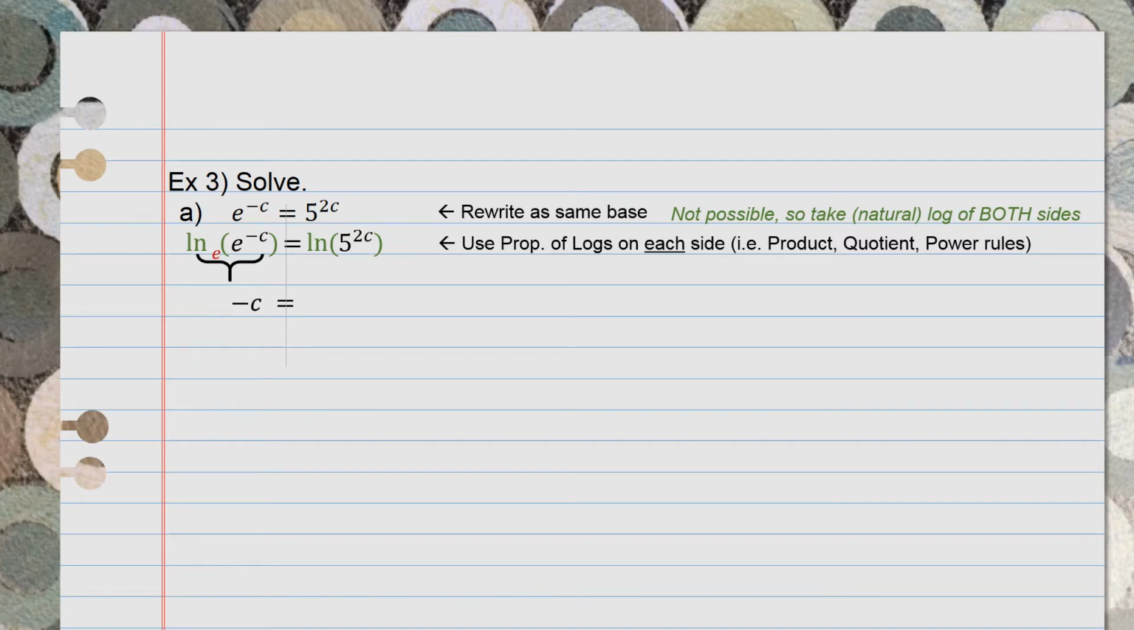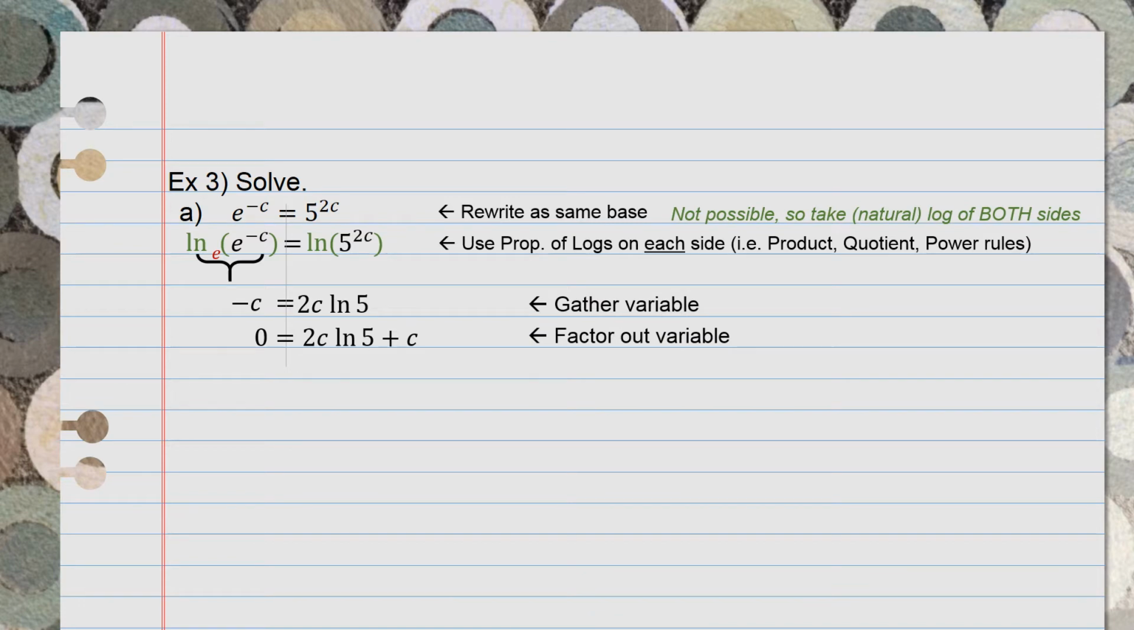Now on the right side, since I have natural log of 5 raised to a power, that means I can use the power rule. So the exponent of 2c now becomes the coefficient, giving me 2c of natural log of 5. Now we're on a mission to solve for our variable, which in this case is the letter c. We need to get them on the same side. Notice I have c's on the left and on the right side. So I want to gather my c's on the right side of the equation, so I will add c to both sides. Now since I have two terms and they both contain a c, I do want to factor it out so it's in one location.